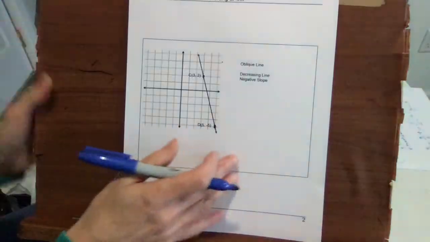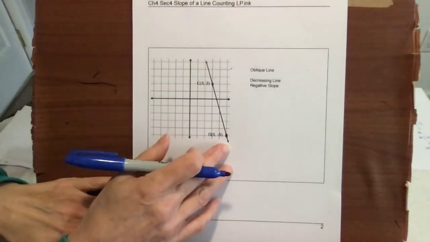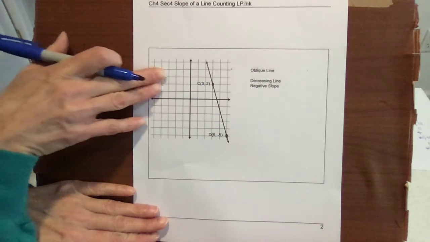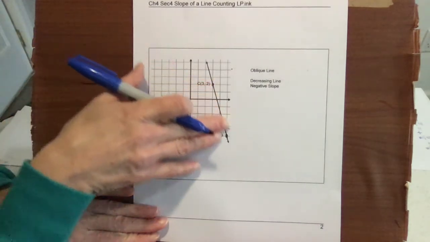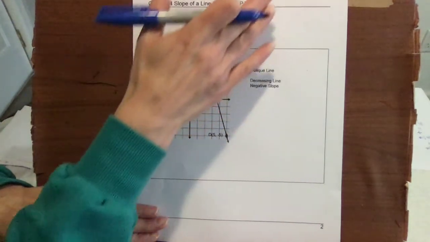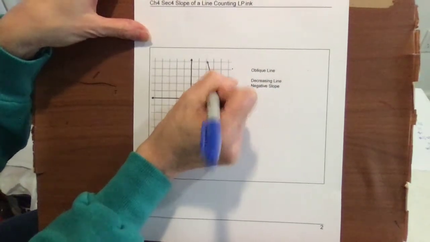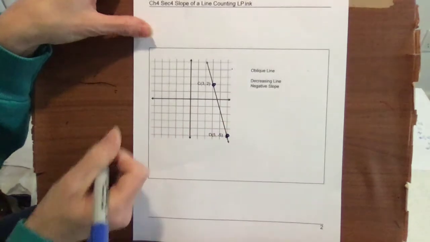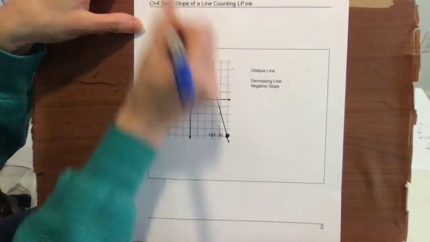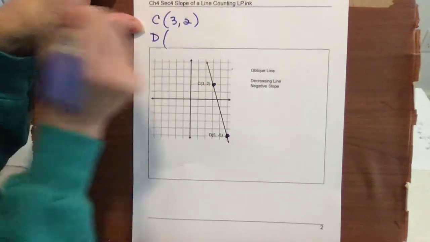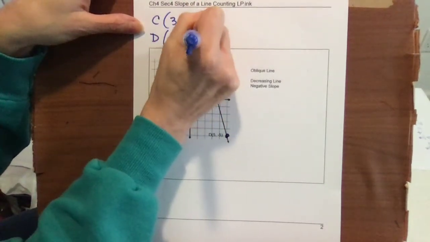So if our line is decreasing, again, it is an oblique line. It is slanted, but it's going downward as we encounter it. So if we move left to right, we hit the line, we're going downward in this line. We're not going upward. So we are expecting a negative slope. So our 2 points here are C and D, okay? C is at 3, 2, and D is at 5, negative 5.